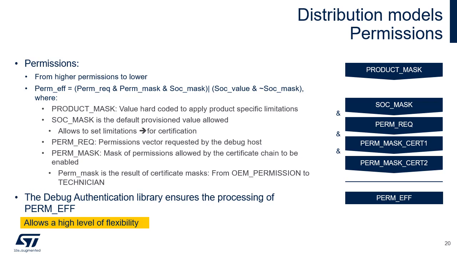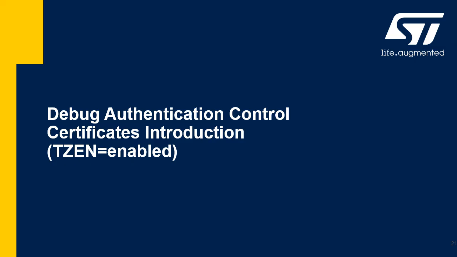Steps to compute the effective permissions: the host requests a set of debug signals called permreq. The target combines the permission masks present in the certificates of the trust chain called permmask. Finally, the target computes the effective permissions called permeff, merging with the SOC programmed permission constraints, SOC mask and SOC value. The debug authentication library performs these computations transparently for the end user. This masking mechanism allows a high level of flexibility. The next subchapter introduces debug authentication certificates.